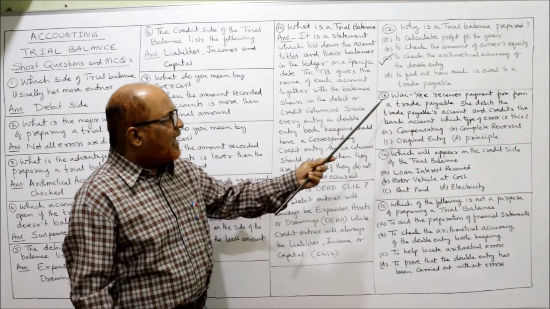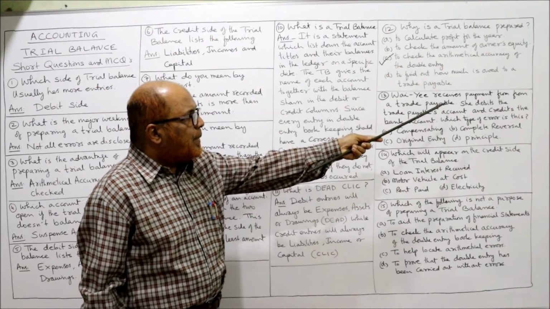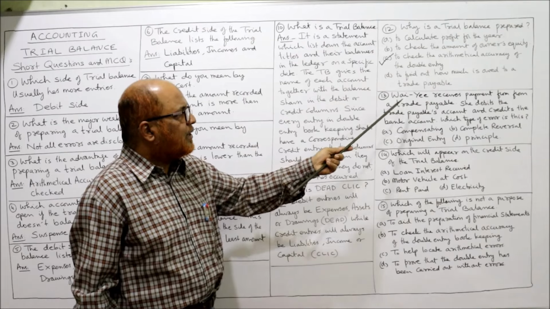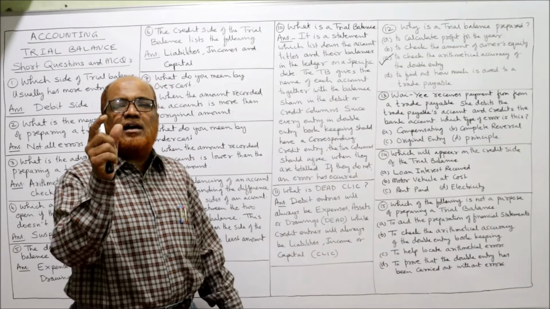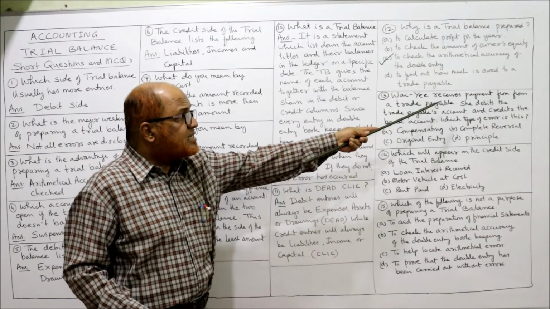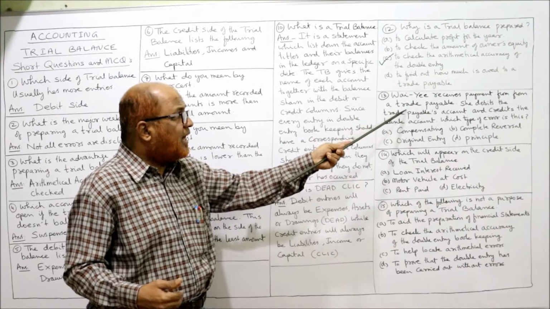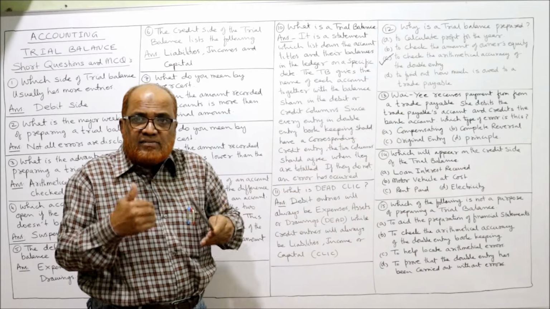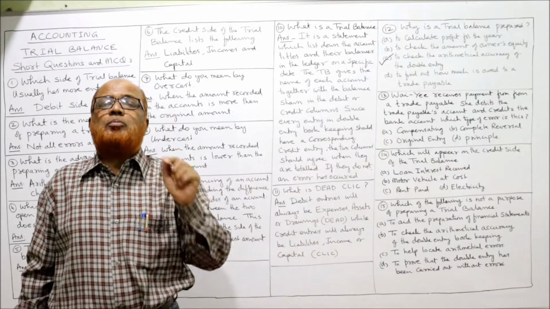Next one: Wayne receives payment from a trade payable. Wayne is the businessman, and he receives payment from a trade payable. When he receives the payment, the bank account should be debited.